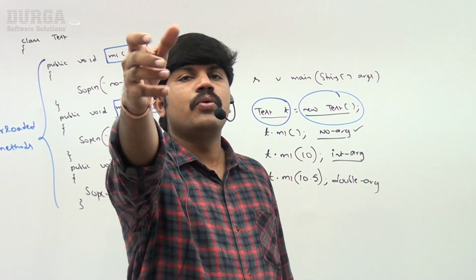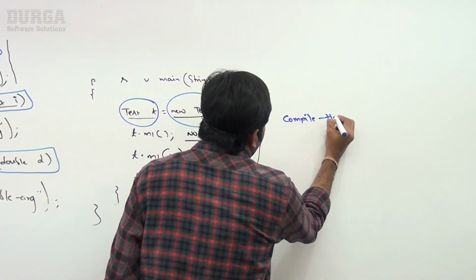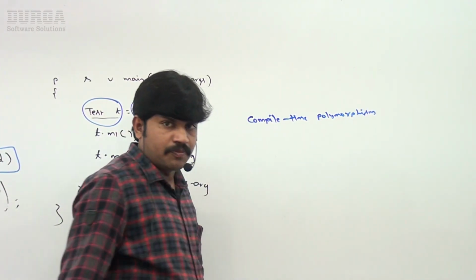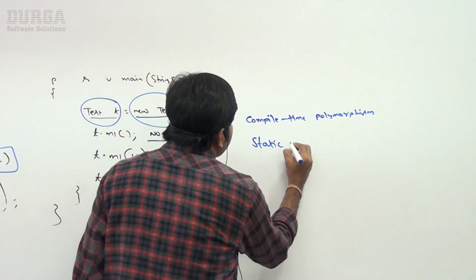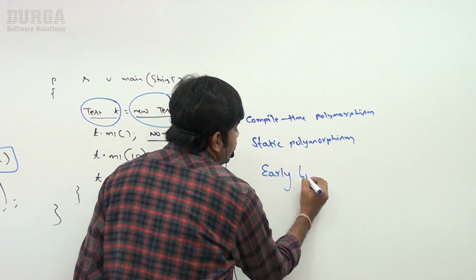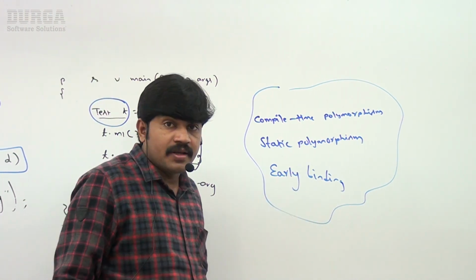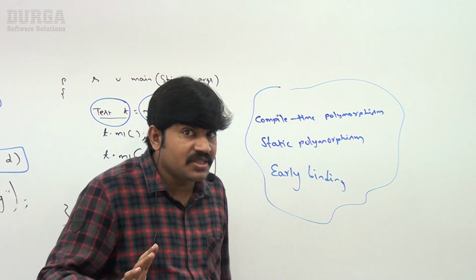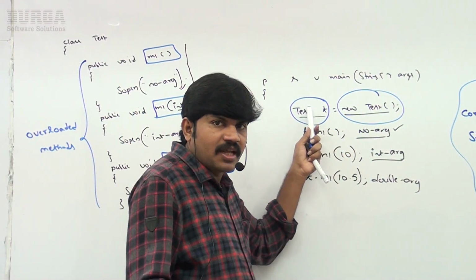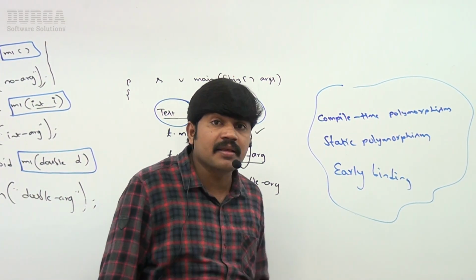That's why overloading is also known as compile time polymorphism, or static polymorphism, or early binding. These are various other names for overloading. In overloading, method resolution is always taken care of by the compiler based on reference type. That's why overloading is also known as compile time polymorphism or static polymorphism or early binding.